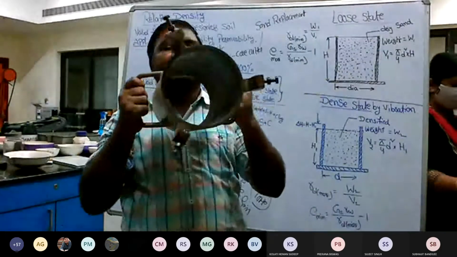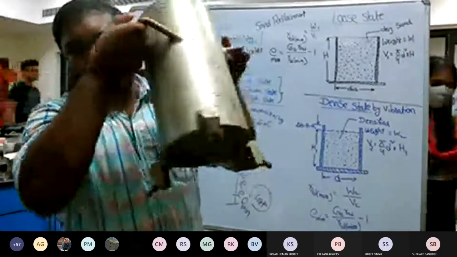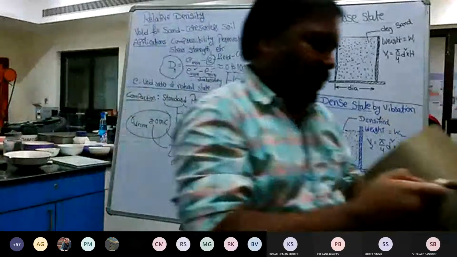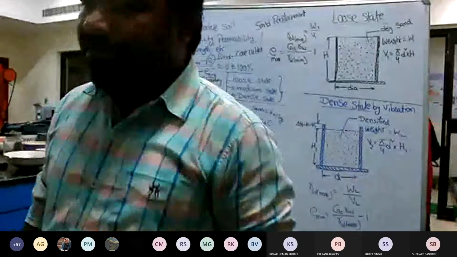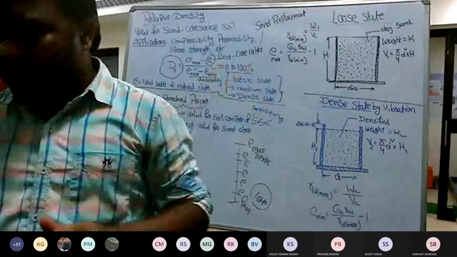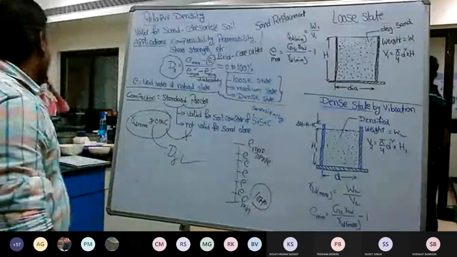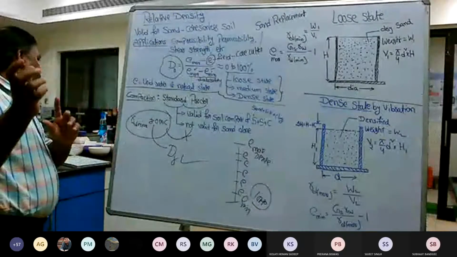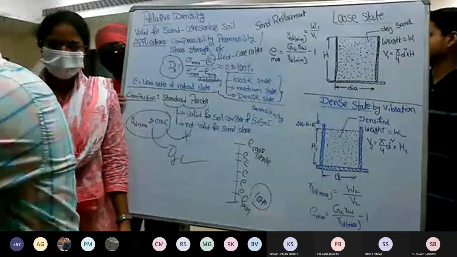So you can see this is the guiding sleeve. This will be kept directly on the mold. I'll be disconnecting the camera for some time. I'm taking this camera to the experiment position place. Bear with us for a few minutes.